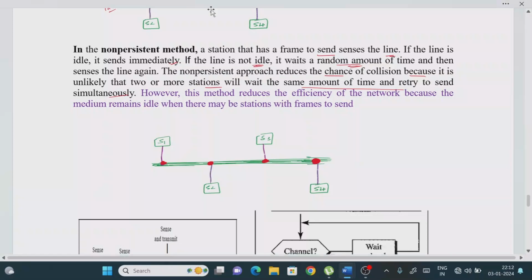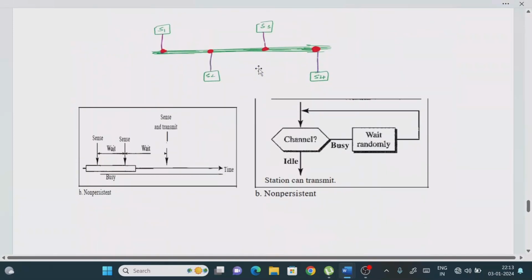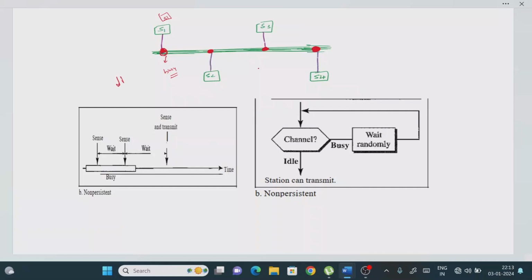First we will try to understand the meaning of the statement. If I want to send information from station 1, first I am going to sense the channel, right? If it is busy, next second itself I am not going to check whether the channel is idle or not. If the medium or channel is busy, what we are going to do is wait for some period of time, right?